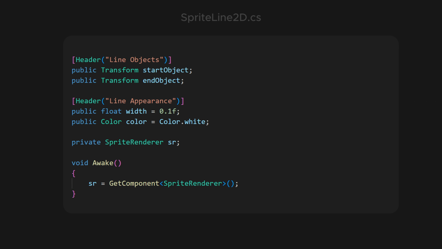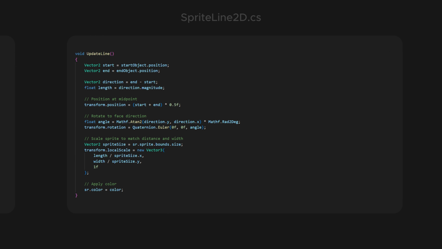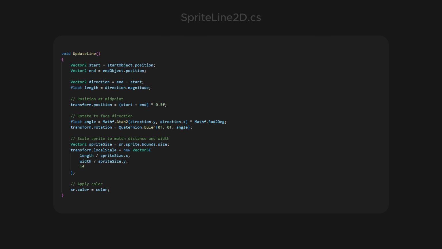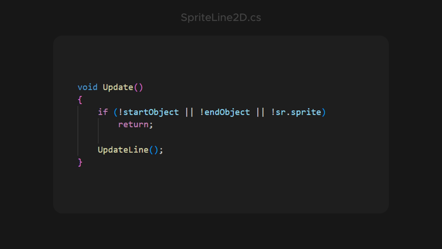Next, we will work on the lines that connect each of the nodes. I'm going to create a class called SpriteLine2D and initialize some values like the start object, end object, and line appearance. Next, in a function called UpdateLine, we'll take the start position and end position of our objects, then determine the distance and set the position of the line to the midpoint, then handle rotation, scale, and color. Lastly, in our Update function, we null check to make sure both the start and end objects are set, and then update our line.